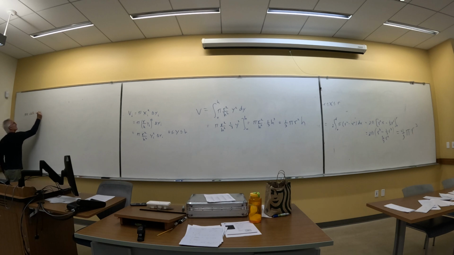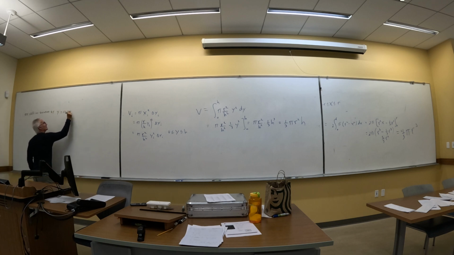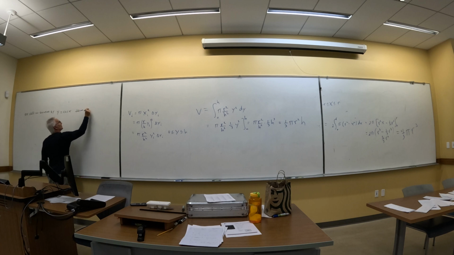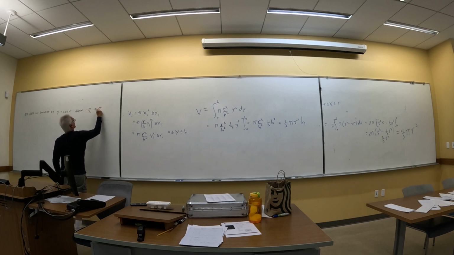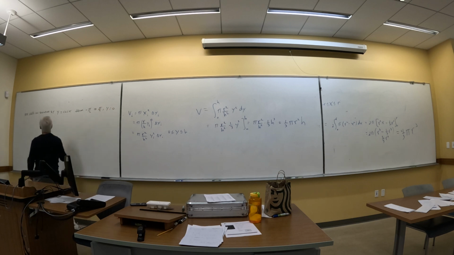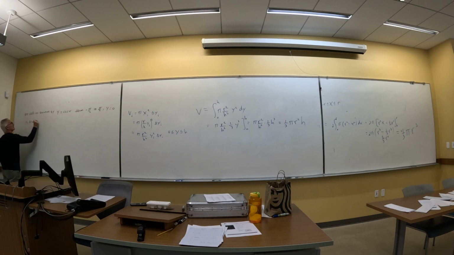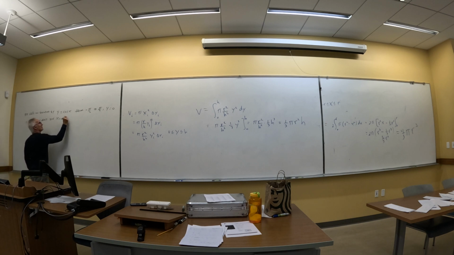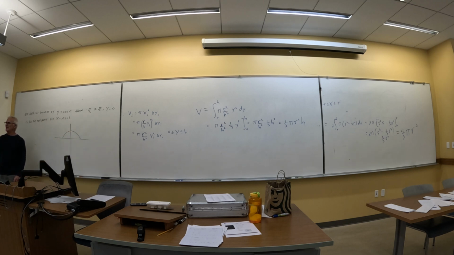The region bounded by y equals cos x from, I'm sorry, not 0, from negative pi over 2 to pi over 2, and y equals 0 is rotated about the x-axis. We want to find the volume of the resulting solid. So I have that. I'm rotating it about the x-axis.